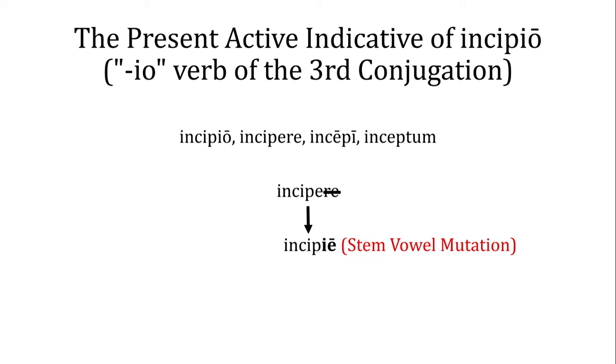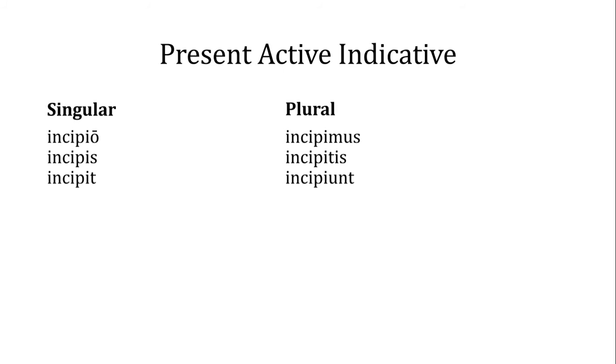And now you will again get further confusion because if you look at the present active indicative, you'll notice there's no E. It just keeps the I. And it keeps the I throughout. And it's very similar to duco, in the sense that it translates with that I, that short I throughout the conjugation. So we have incipio, incipis, incipit, incipimus, incipitis, incipiunt.